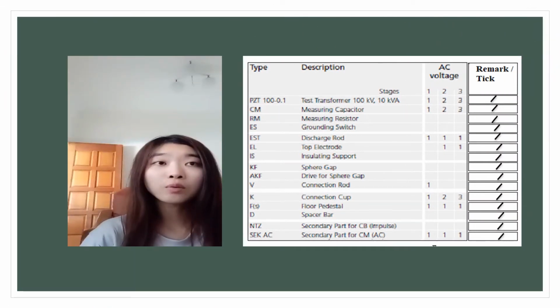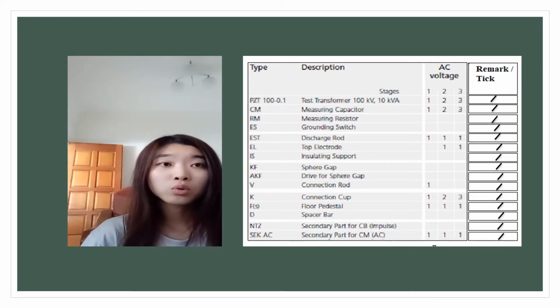Es is a grounding switch. It is a remote control switch which can be used to ground the high voltage construction kit. Est is a discharge and grounding rod for manual discharge of high voltage kit components.